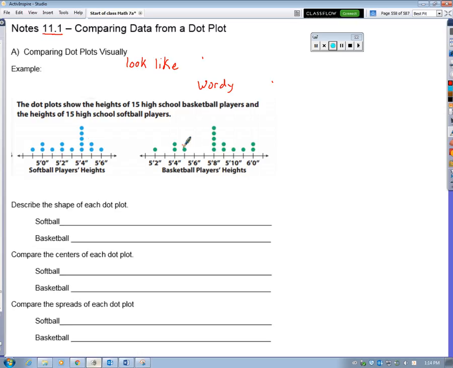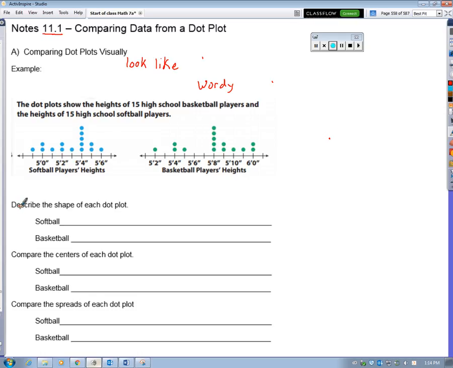We have two dot plots here, and the dot plots show the height of 15 high school basketball players and the heights of 15 high school softball players. So we got our softball players over here, we got our basketball players over here, and just looking at them we can see some differences. We can see that there's a lot of points kind of all bunched together here. This dot plot over here, we got 1 point off by itself. We have some points here, a gap, and then some other points over here. So there's some differences, and we're just going to go about looking at these differences.